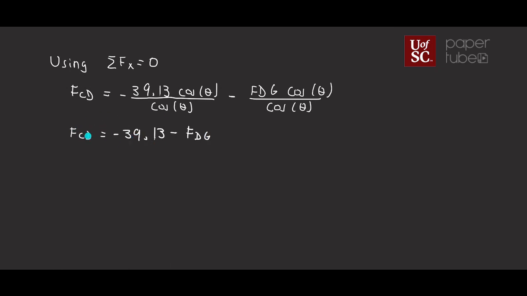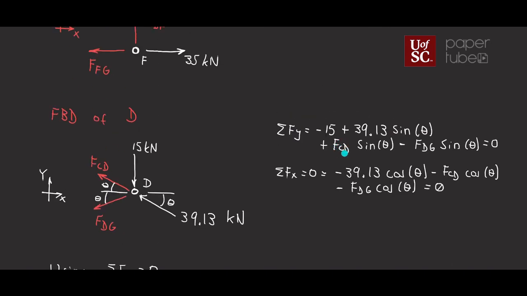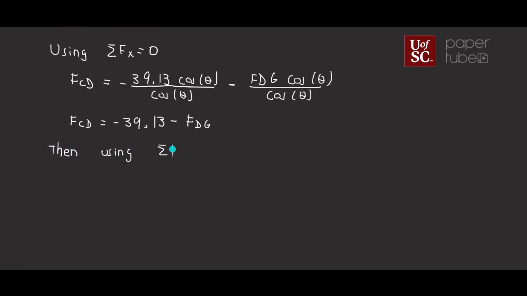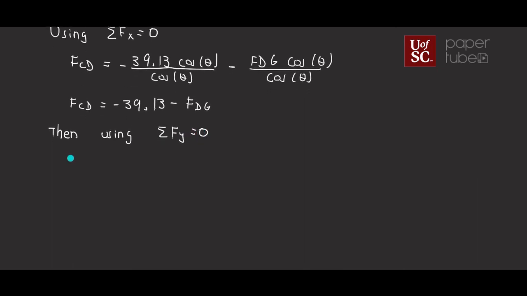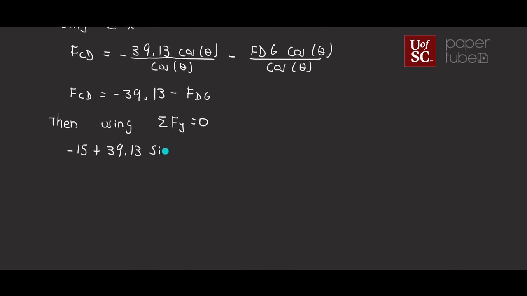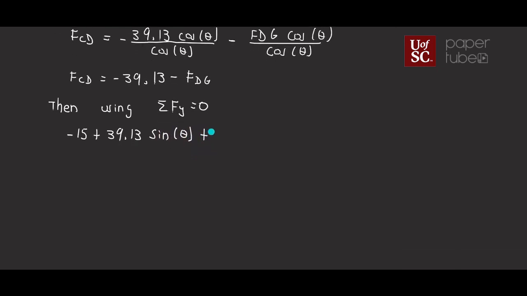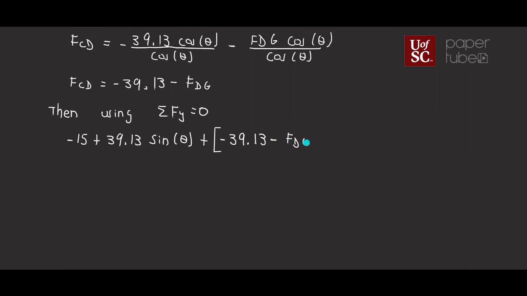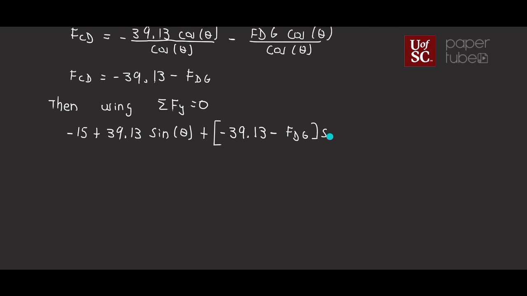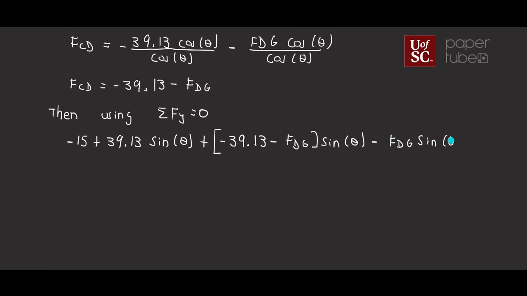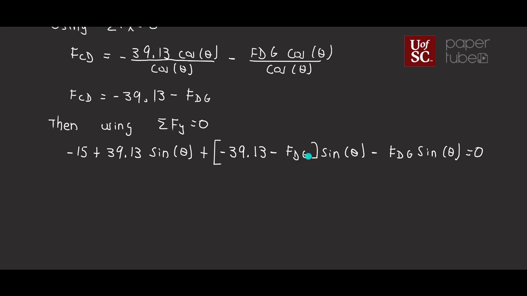Now I can put this FCD into the equation over here, the sum of the forces in Y equal to zero. For that particular equation, we have minus 15 plus 39.13 sine of theta plus FCD, but FCD, we know that this is minus 39.13 minus FDG, sine of theta, minus FDG sine theta equal to zero. Okay, now everything is in terms of FDG, so I should be able to find that FDG.